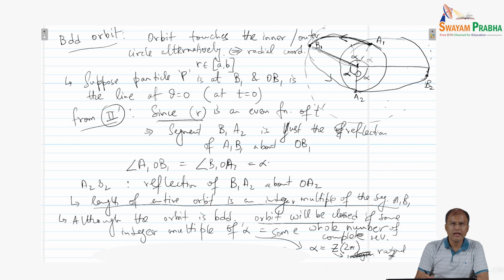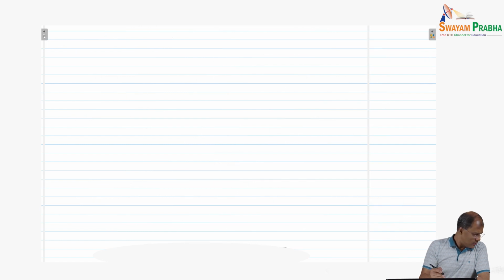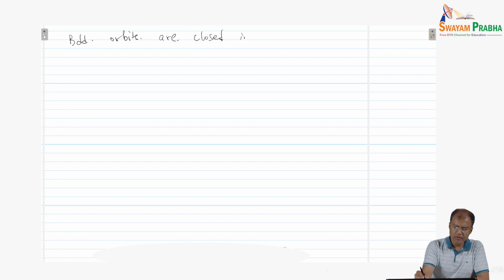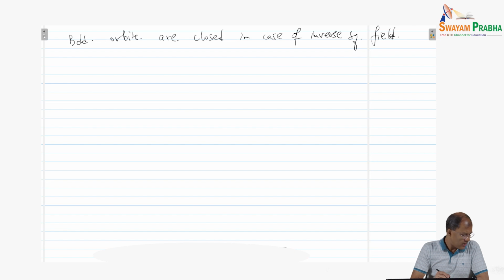It turns out that there is an exception to this bounded orbit not being closed. The bounded orbits will always be closed when we are talking about the central field being an inverse square field, right? So what we have is that the bounded orbits are closed in case of inverse square fields. The bounded orbits are closed in case of inverse square fields, and that's it.